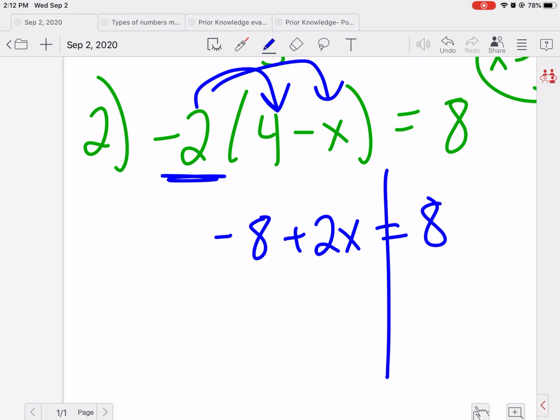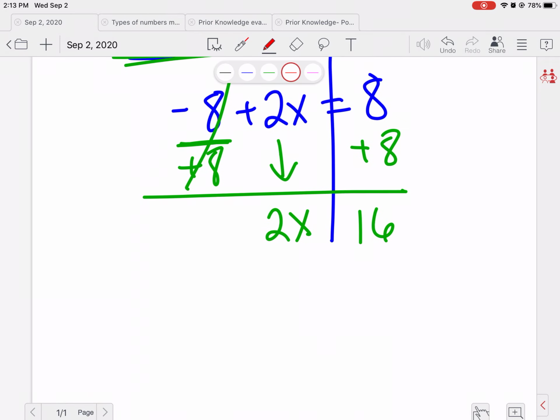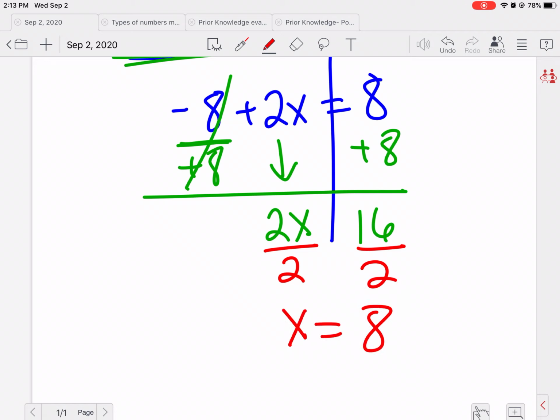And again, remember my balance beam is there. So I just did things on this side, so I didn't have to worry about the opposite operation. Now I have negative 8 plus 2x, and I'm going to get rid of my negative 8 first because that's what's being added to my 2x. So I'm going to add 8 to both sides since it's a negative 8. Bring down my 2x because this cancels. So I get 2x equals 16. The 2 is stopping x from being by itself and it's being multiplied, so I'm going to divide both sides by 2. So I get x equals 8.